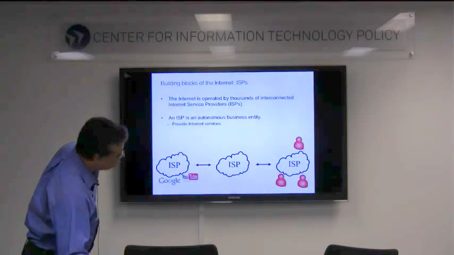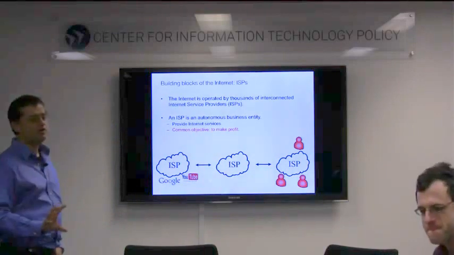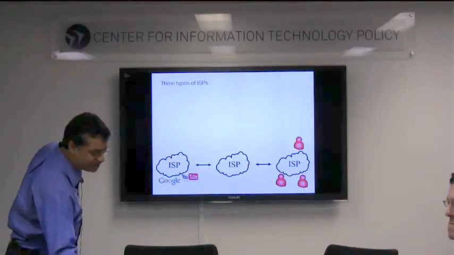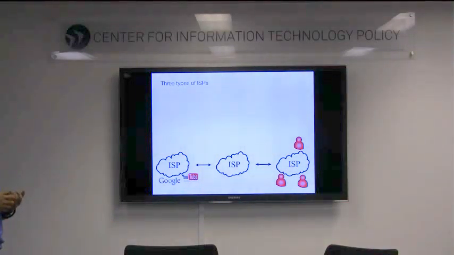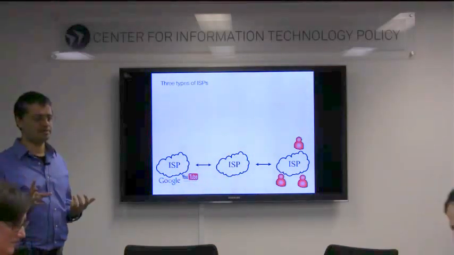An ISP is an autonomous business entity. It provides internet services. The common objective of all ISPs is to make profit. Okay, everybody is trying to maximize their profit. Now, if you think about the ISPs, this again is a taxonomy developed by Dave Clark. You have three kinds of ISPs.